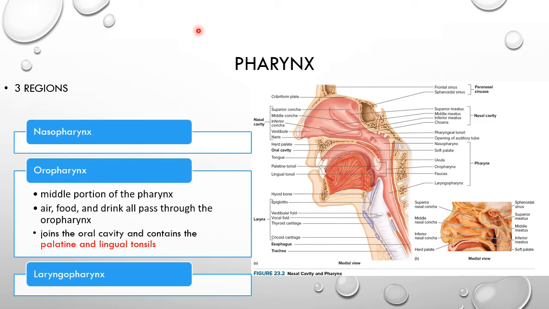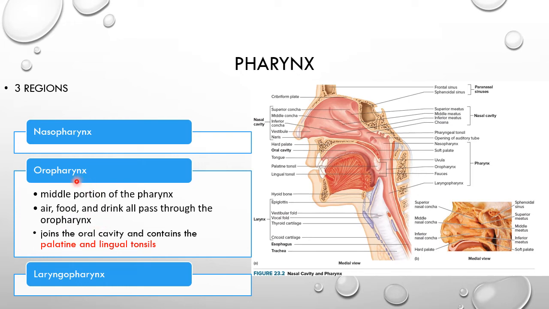Now let's go to the second. Okay, the next region is your oropharynx. So that's the middle portion here. Oropharynx, oro means oral, no? Malapit sa bibig. Okay, that's why it's called oropharynx. Middle portion of the pharynx, and both air and food and drink pass through, no?